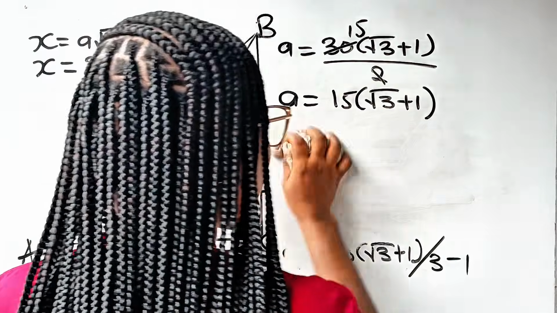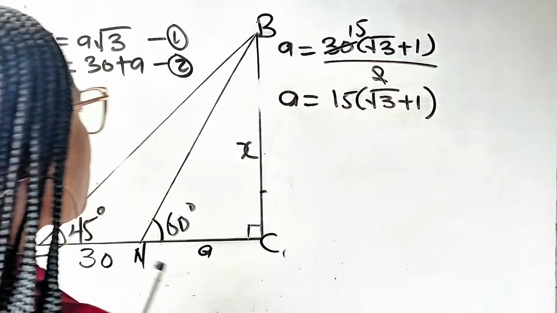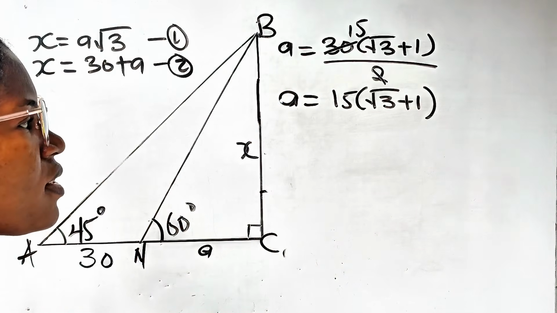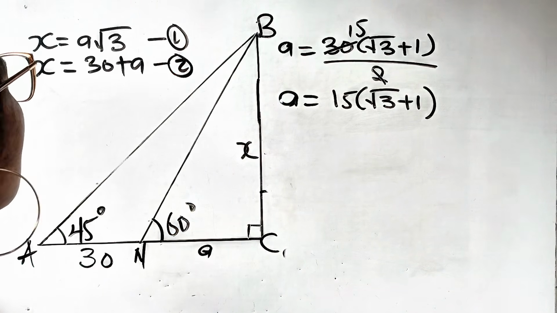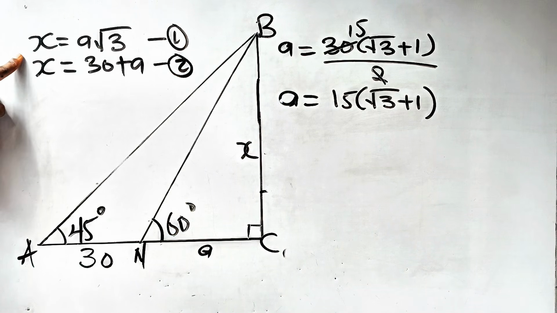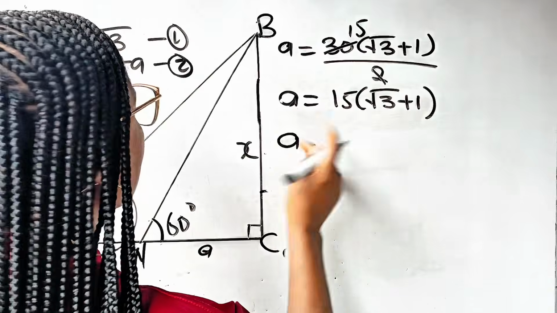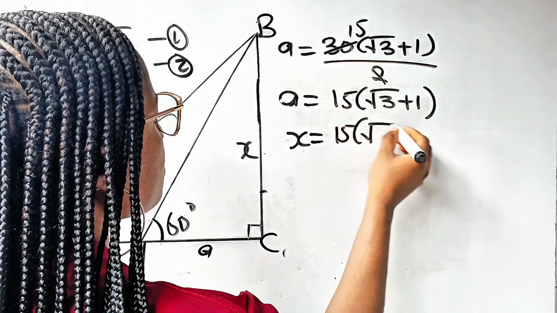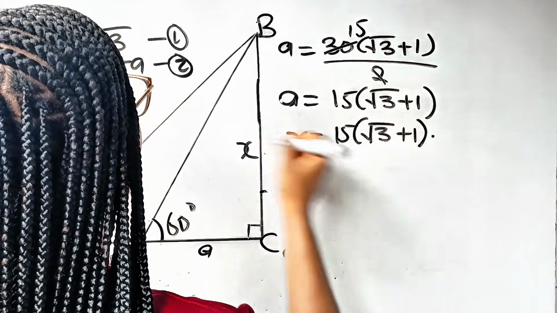Interesting, but we are not asked to find A. We are actually asked to find X, which happens to be the height of this triangle. Now to find X, we are going to make use of equation 1. According to equation 1, X is equal to A root 3. So we can say X is equal to 15 brackets root 3 plus 1, multiplied by root 3.